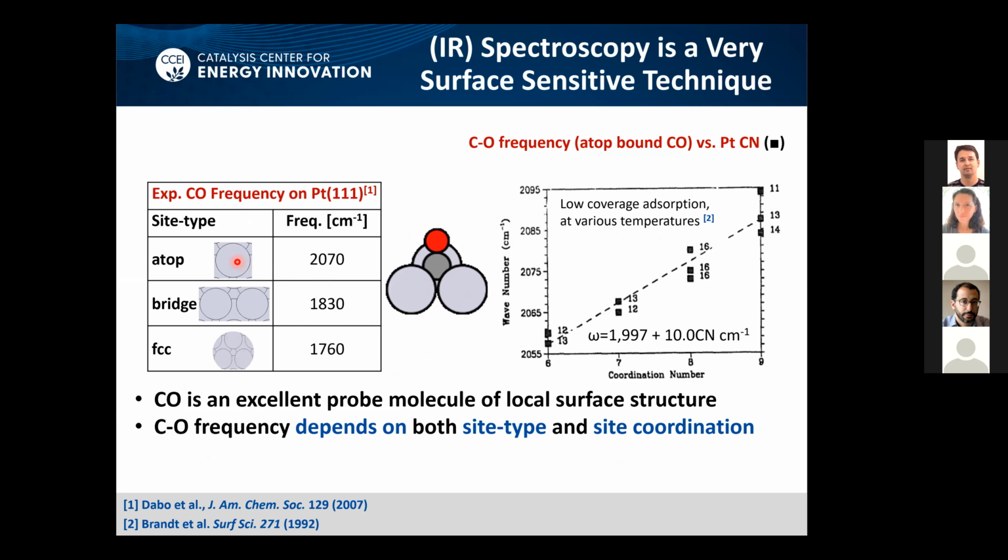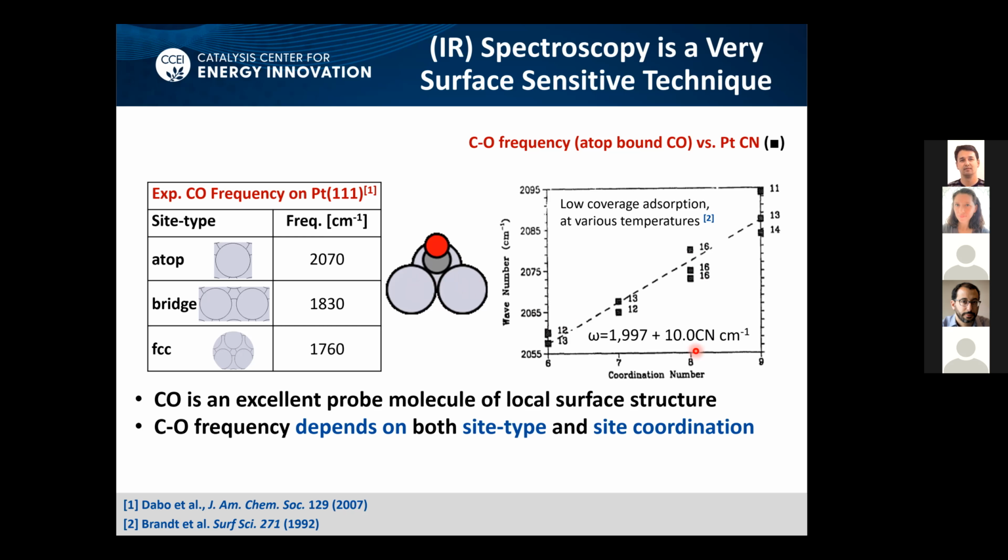It can be on top of a metal, between two metals, called a bridge, or a hollow, as I show you here in this cartoon. If you look at the experimental frequency, it changes significantly from one side to the other. In other words, this vibrational frequency of the carbon with the metal and also the carbon with oxygen is a very, very sensitive signature of the structure.